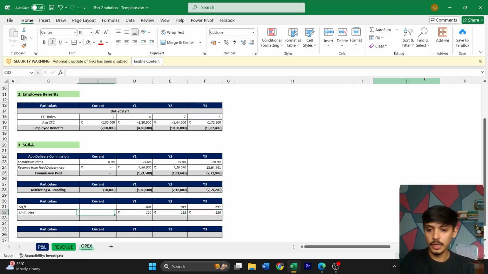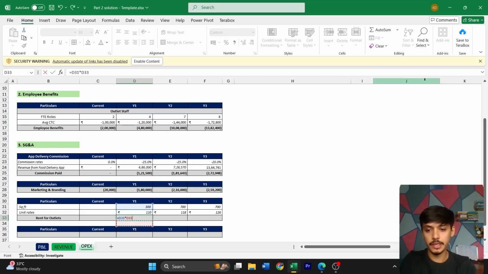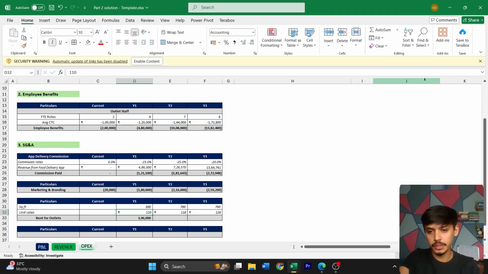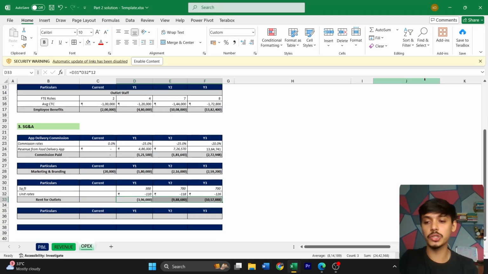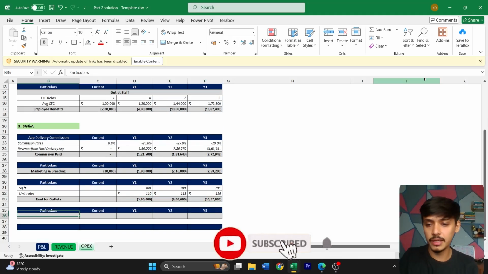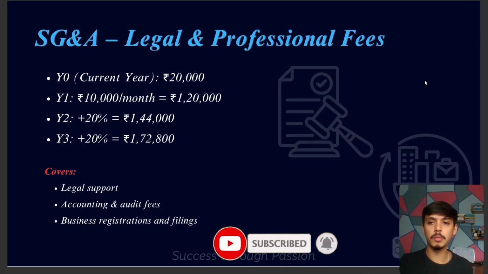Now calculating the rent for the outlets. We have 300 into 110, which is per month, and we multiply this by 12 to get the final figure for the entire year. 110 is negative, so we are putting negative, and we plug this in for the next two years. So we have 396 for year one, and it scales up to 1057 in year three. That way we have projected the rent for outlets, and the final element for SG&A that remains is legal and professional fees.